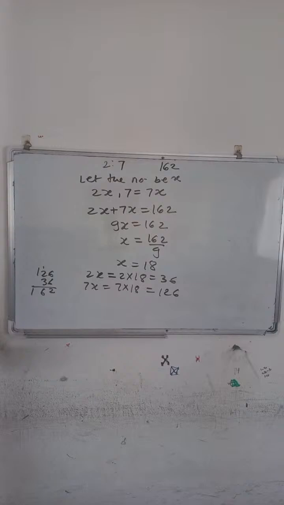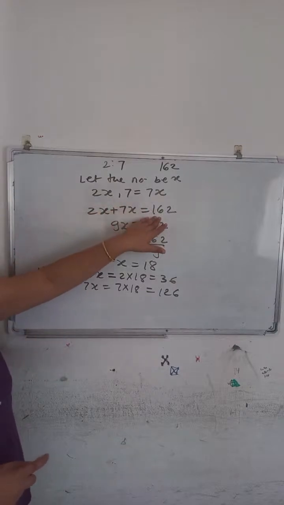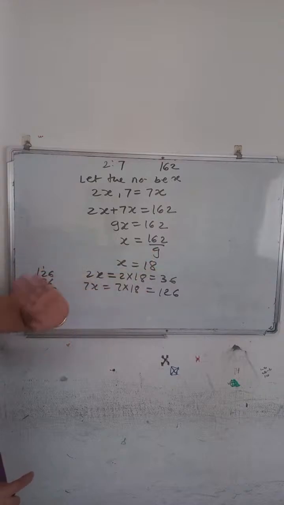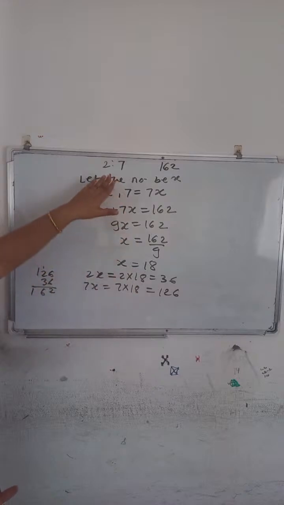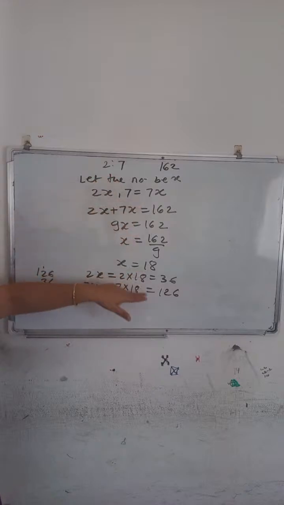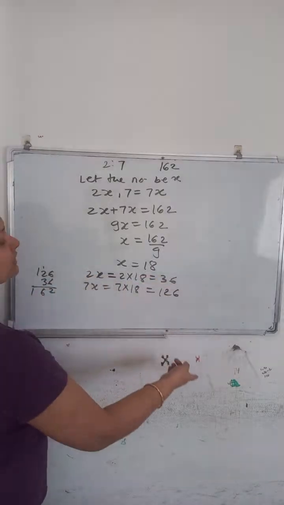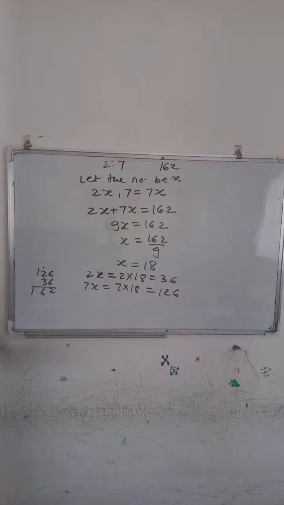So here two numbers are given, their ratios are given, and according to the statement they are saying the sum of these two numbers is 162. So add these terms, dividing you will get x is equal to 18. This 18 is not an answer. You can substitute 18 in the 2x and 7x, so that I will get the two numbers. And if you take this ratio, that is also 2:7.